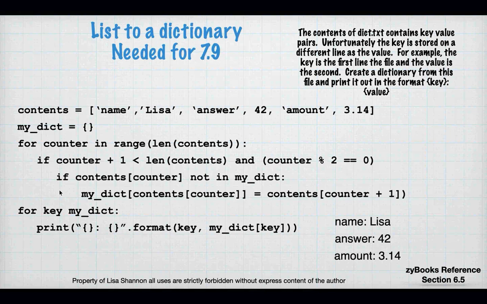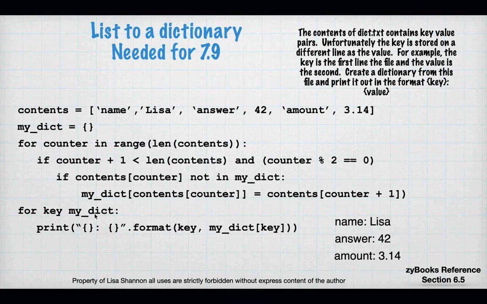That's how it goes. Now this is not one of the quick and easy ones, well, it is kind of easy, but you have to understand that you're going to be dealing with two elements from the list at one point in time instead of just one. So you need to make sure that you do that. And you'll notice that here, I want to make sure that the contents is not in the dictionary. So if counter plus one is less than the length and counter modulo two is zero, which means there's no remainder, so it means it's even, then as long as the key isn't already in the dictionary, I'm going to add it. I'm going to say MyDict of contents of counter equals contents of counter plus one. So it gets me the first element and then the second element. I'm going to go back up to the top of the loop and do it again.